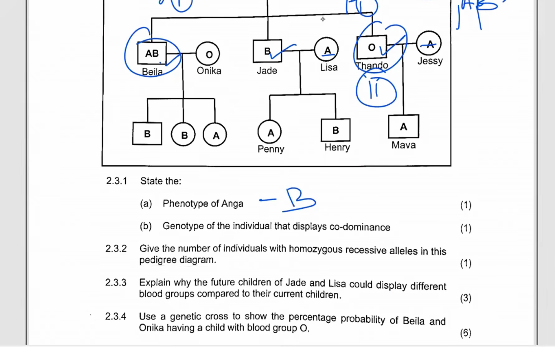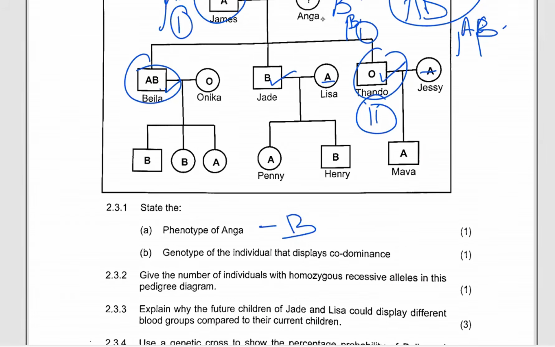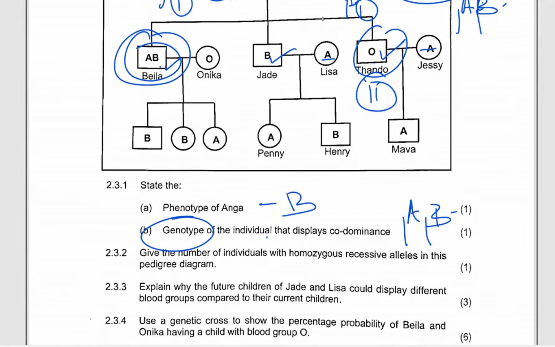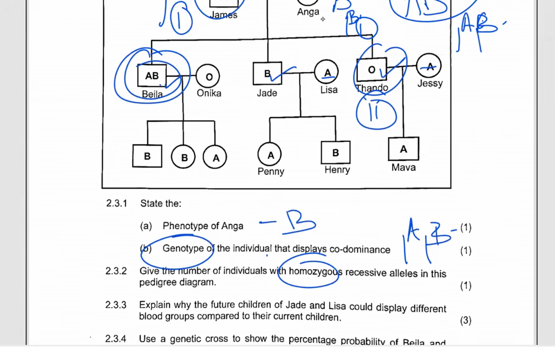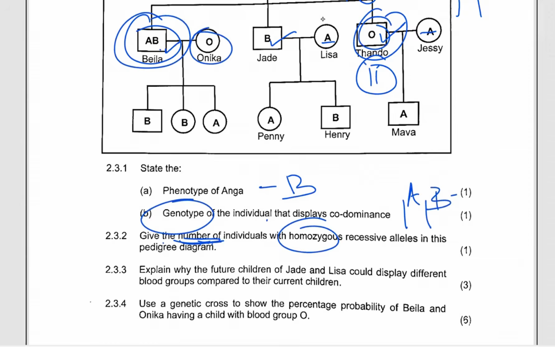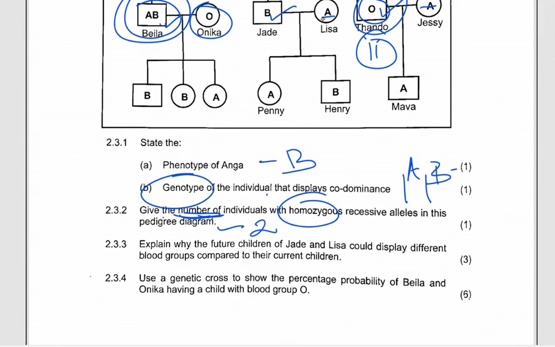Then the genotype of the individual that displays codominance, which is codominance, that is blood group AB. So definitely it's going to be A, B, because they're looking for the genotype. They're saying give the number of individuals with homozygous recessive alleles, that is blood group O. But they're saying give the number. How many are they? So it's 1, it's 2. So in this answer, this question is going to be 2 of them.